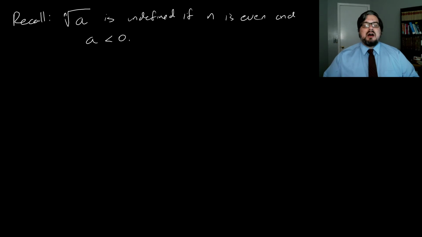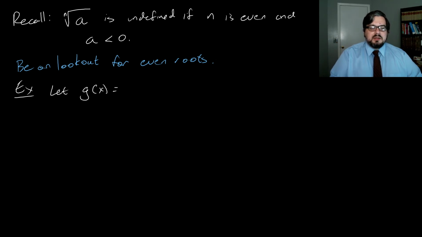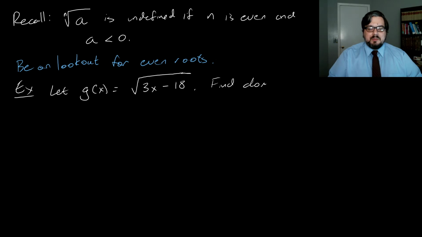So the other type of function that we need to look out for when working with domains of functions are even roots. So we need to be on the lookout for even roots. So let's take an example. Let's let g of x be the square root of 3x minus 18. And we want to find the domain of g.